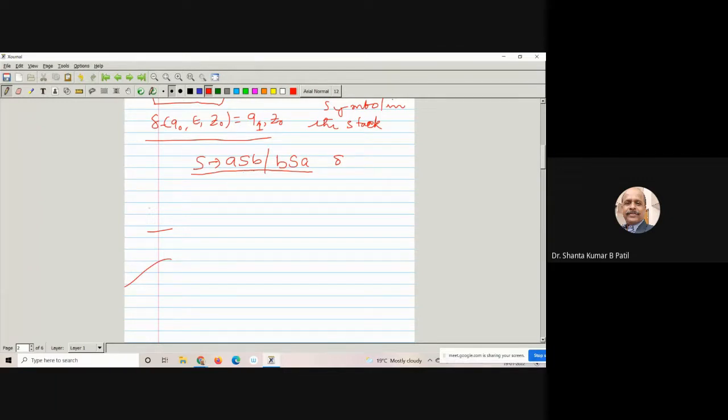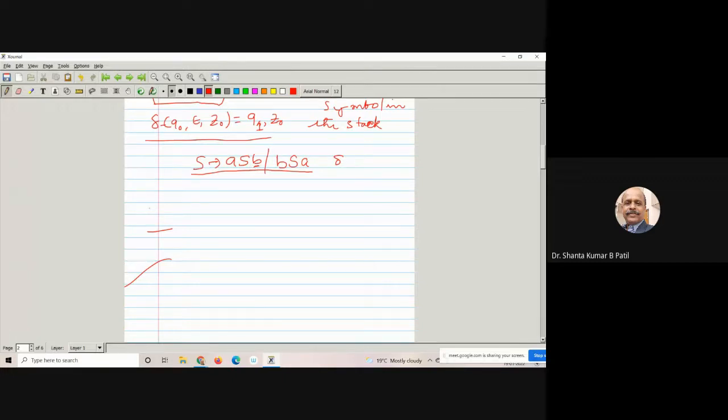What the Greibach normal form says is that a terminal is followed by only variables. But here, after a variable, we are finding one terminal. Okay, so this is not in the Greibach normal form.